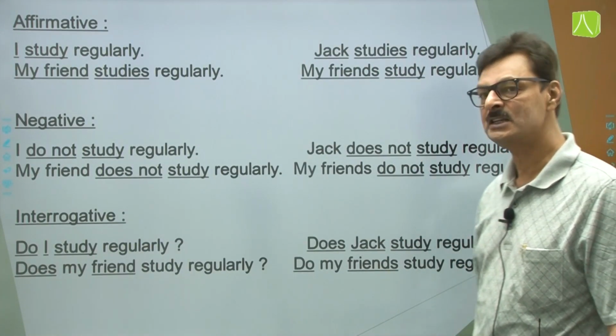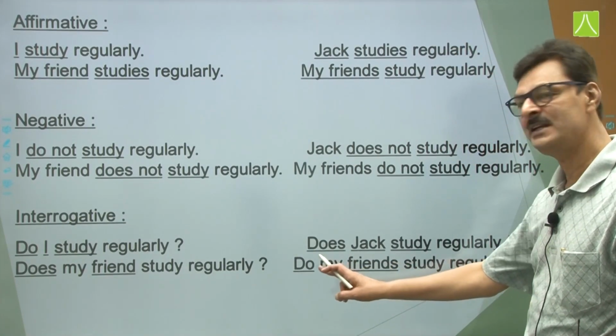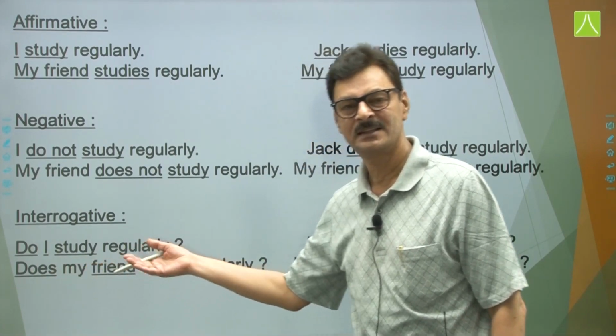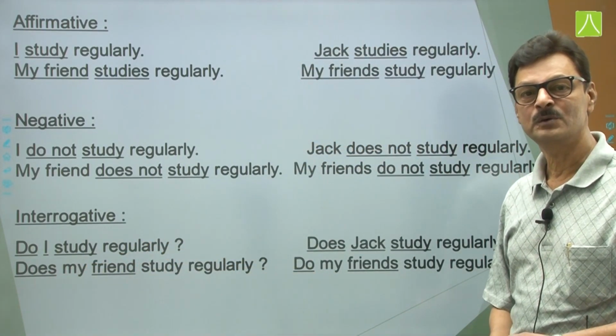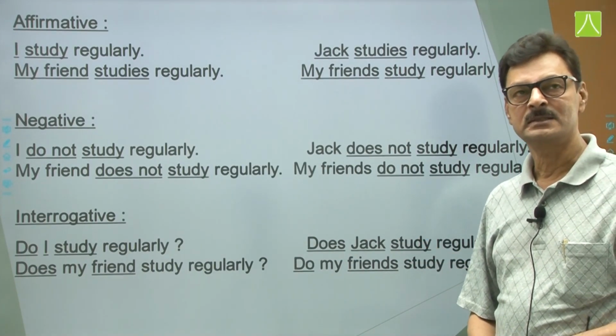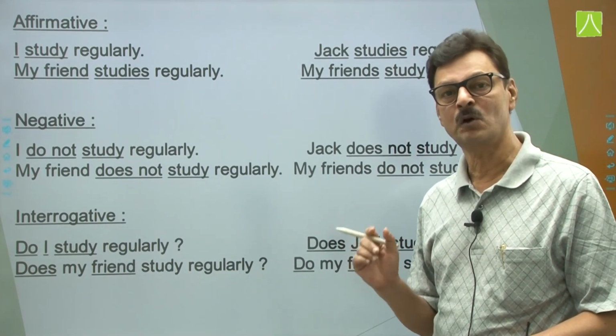Similarly it goes with Does my friend study regularly और Do my friends. S लग गया, इसमें नहीं आएगा. Friend singular है, hence it will become does. So this is how you have to take care where present simple tense is concerned. And most of the students, if they make mistakes, उनके mistakes होती है do और does form के अंदर ही.